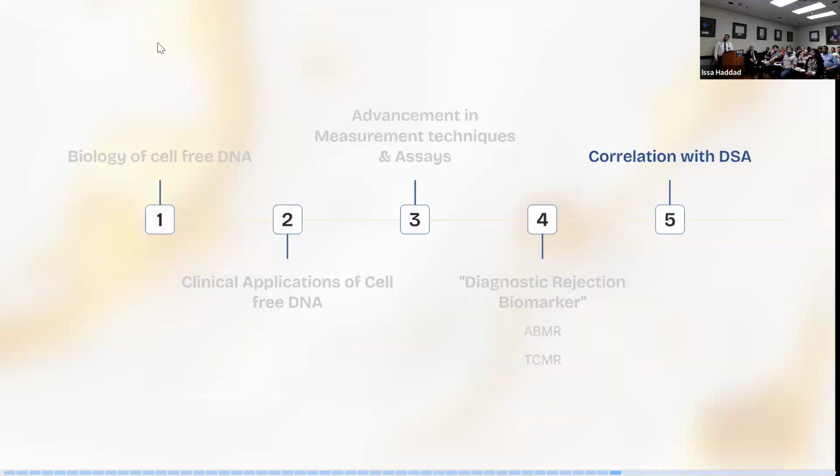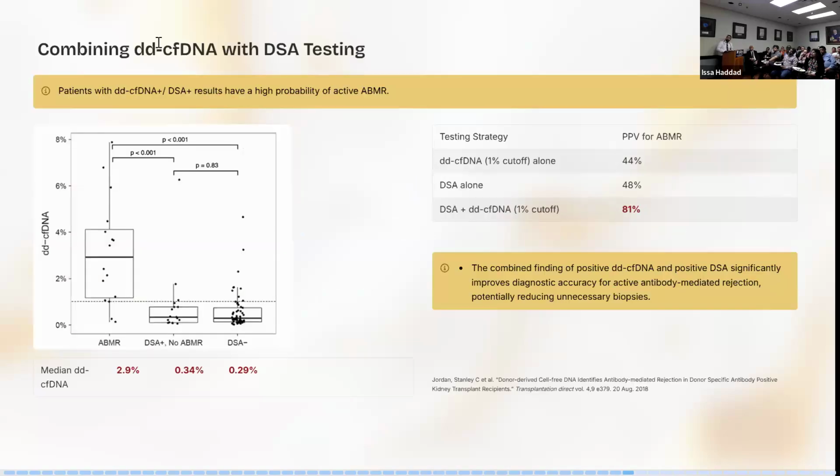All right. And then, moving on to another topic, some studies that looked into the correlation with DSA. And we all know that DSA is in the criteria of diagnosing rejection. So in this study, they found that when you look at donor-derived cell-free DNA and DSA together, compared to either alone, using a 1% cutoff, the positive predictive value for ABMR actually increases. It's an additional value. You go up to 81%.